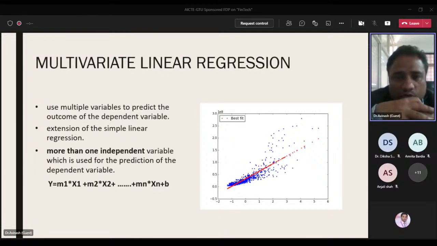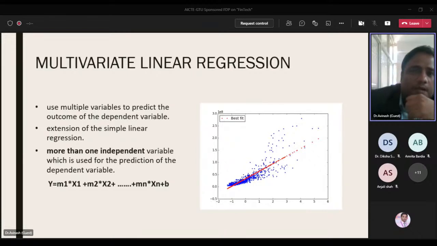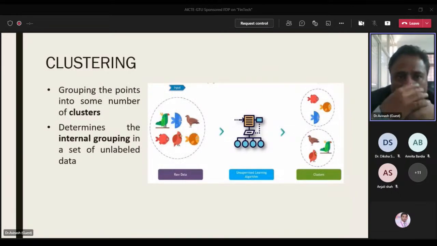Another variable could be whether the person is privately employed or government employed. So these are the multiple variables. This is the multivariate linear regression approach, in which we can predict a particular variable based on different variables. So this is a multiple variable regression problem.